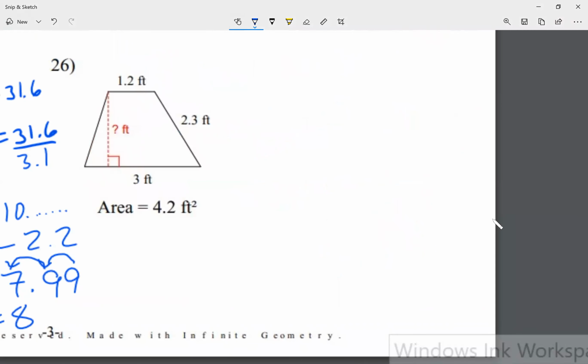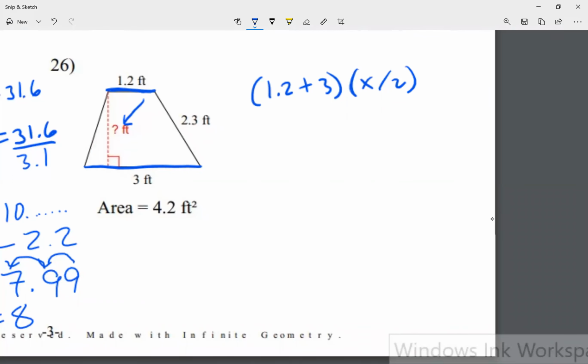Now 26. My two bases are 1.2 and 3. Remember, the bases are the two sides that are parallel. So 1.2 plus 3. The other parentheses, I have to go height divided by 2. So let me go x divided by 2. You guys see how the height I don't know? So we learn in algebra that when we don't know the value of something, we replace it with a letter. So I call that x. And I know this is all equal to 4.2.